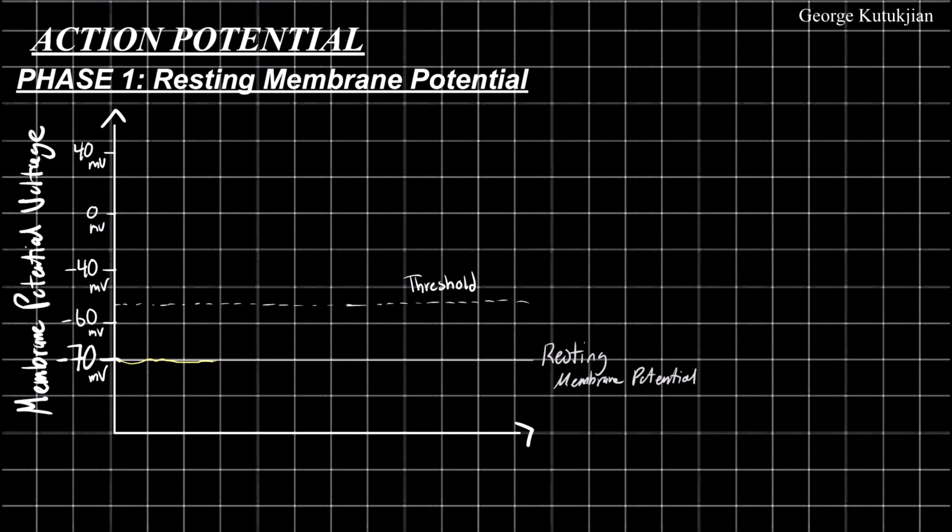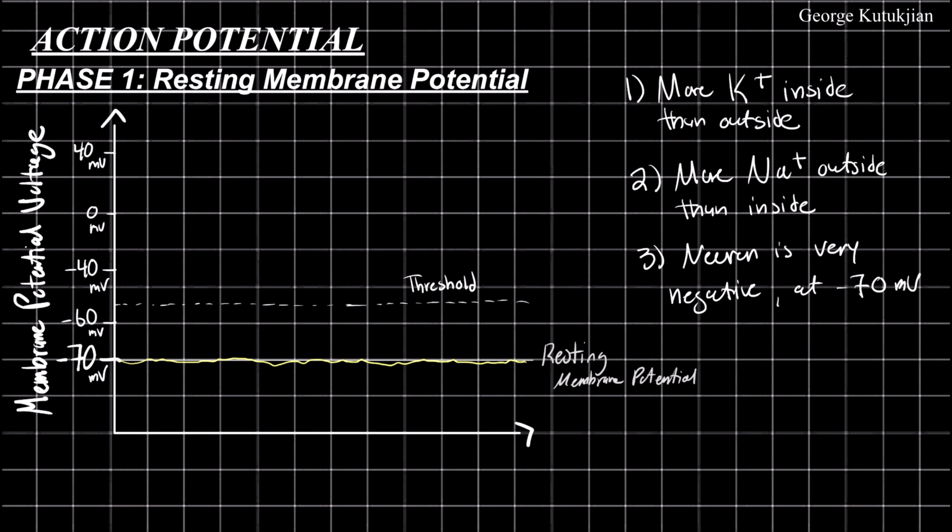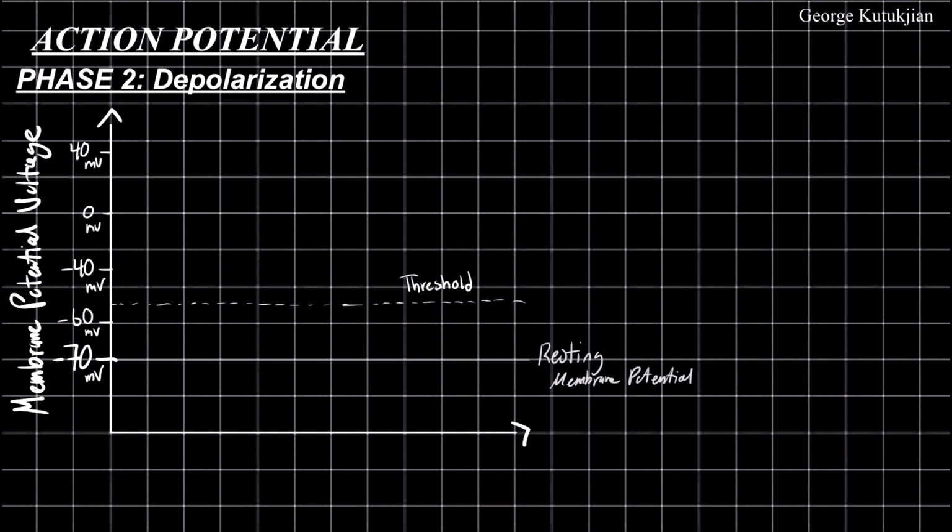Okay, so now we can finally focus on the phases of the action potential. So here at phase 1, we have our resting membrane potential. Our cell is negative, it's at negative 70 millivolts, and it's not doing anything. There's just more potassium inside than outside the cell, and there's more sodium ions outside the cell than inside the cell.